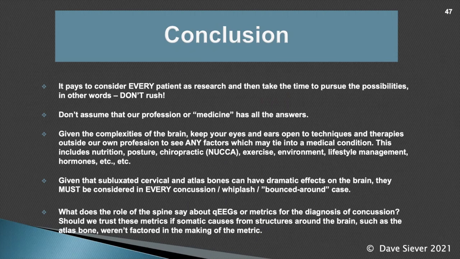which I see with all of my clients who have had some kind of concussion or have had their head rattled around in a whiplash. We've also worked with sports professionals and have had their atlas bones realigned, which makes a fair bit of difference on general body aches and pains, and which also improves their performance in their sport. So it's a good thing to do all the time anyway. Given the complexities of the brain, keep your eyes and ears open to techniques and therapies outside of your own profession to see any factors which may tie into a medical condition. This includes nutrition, posture, chiropractic, as in the case of NUCA, exercise, environment, lifestyle management, hormones, etc. Be open to all of it.